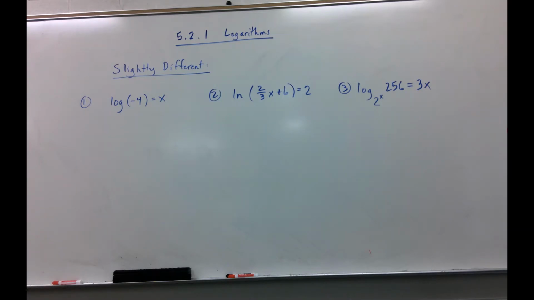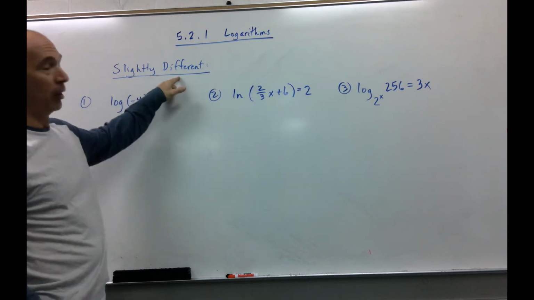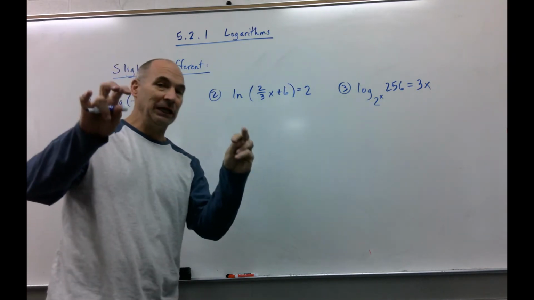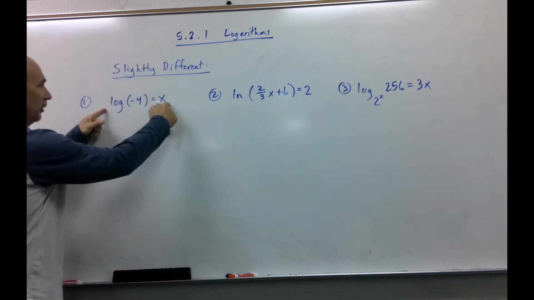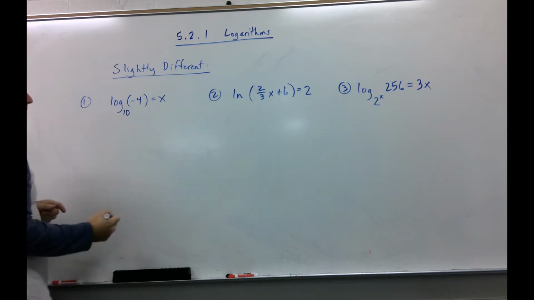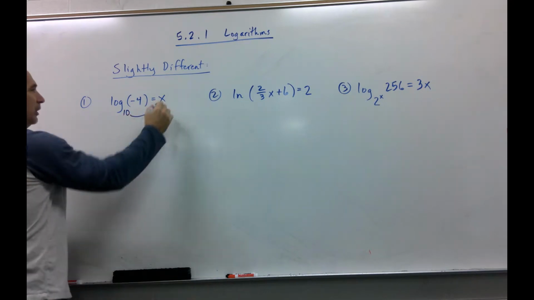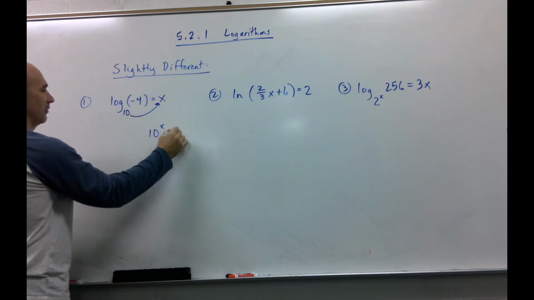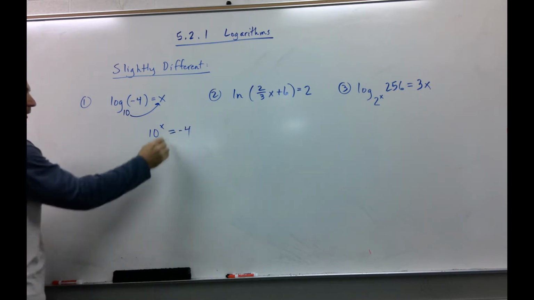Okay, on the board you can see I've got written slightly different. What I could have written was slightly more difficult than the not so easy ones. So this is really going to push you. So let's start here. Remember what I said, if there's nothing here, it's an implied 10. That makes this slightly different. So we go from here to here. 10 to the x equals -4.